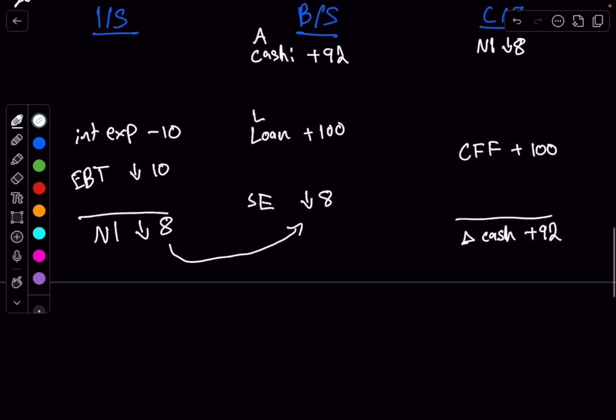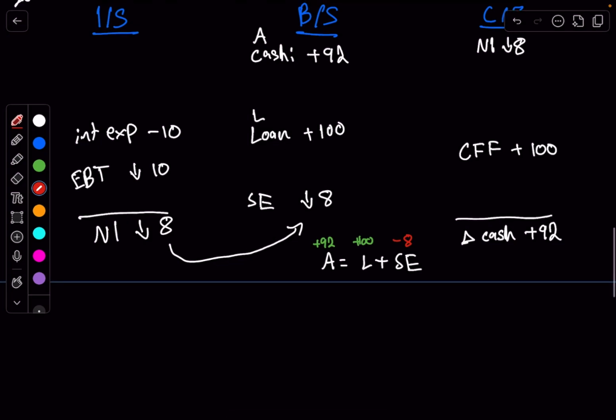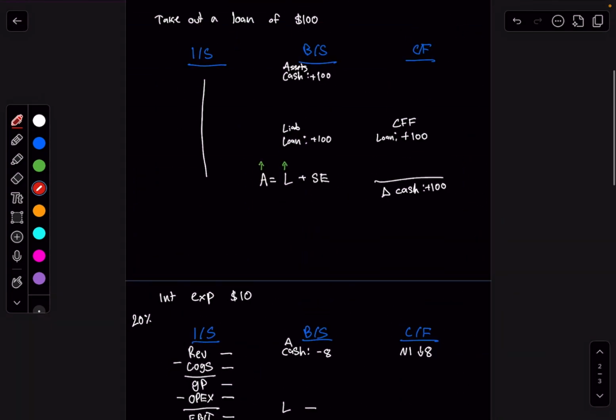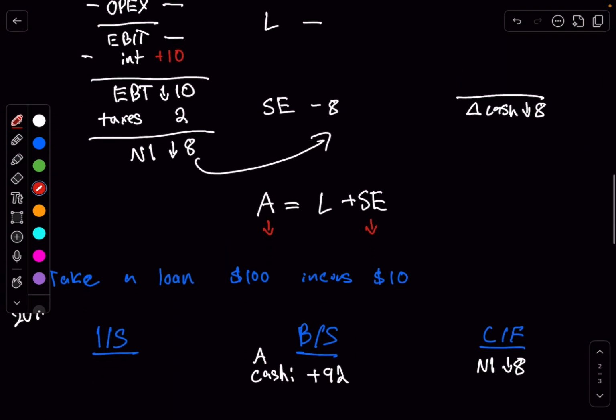So let's sum that up here, and we'll be able to see our assets equals our liabilities plus our shareholders' equity. And we had a plus 92 here, we had a plus 100 here, and we had a minus 8 here, meaning that our balance sheet balances in this scenario. So hopefully we can understand how taking out a loan and the interest expense associated with that loan kind of flow through the three statements.